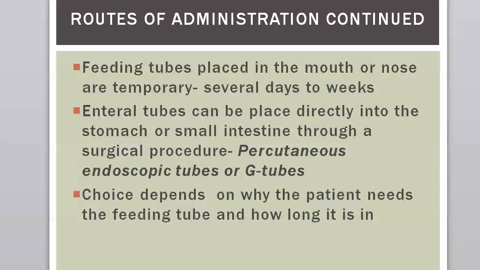So we might go to the route of placing enteral tubes directly into the stomach or small intestine through a surgical procedure, and we call those percutaneous endoscopic tubes, or G tubes. And the choice depends on why the patient needs the feeding tube and how long it's going to be in.